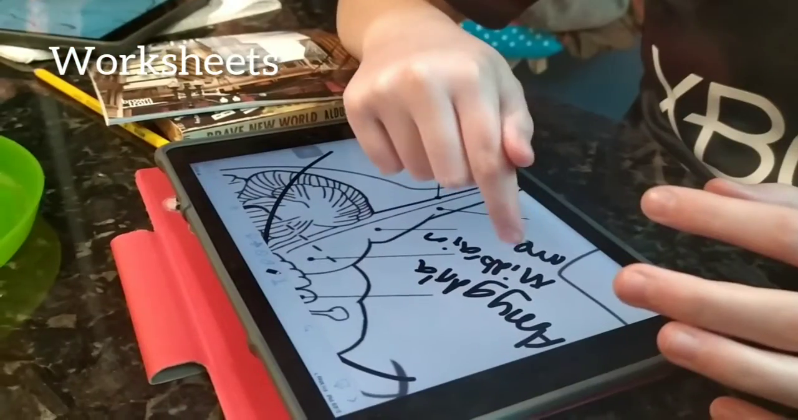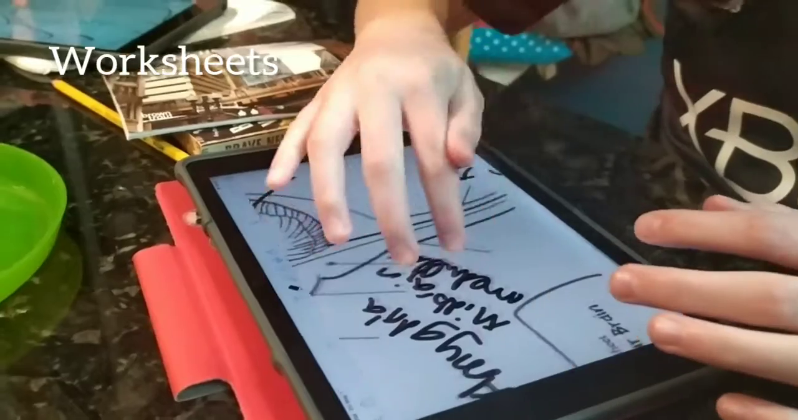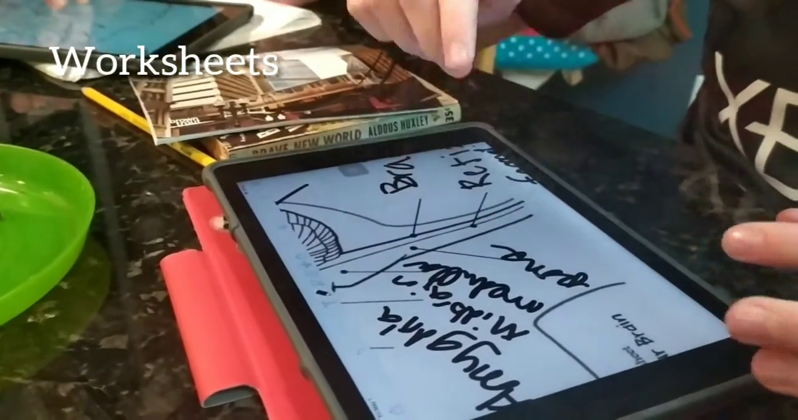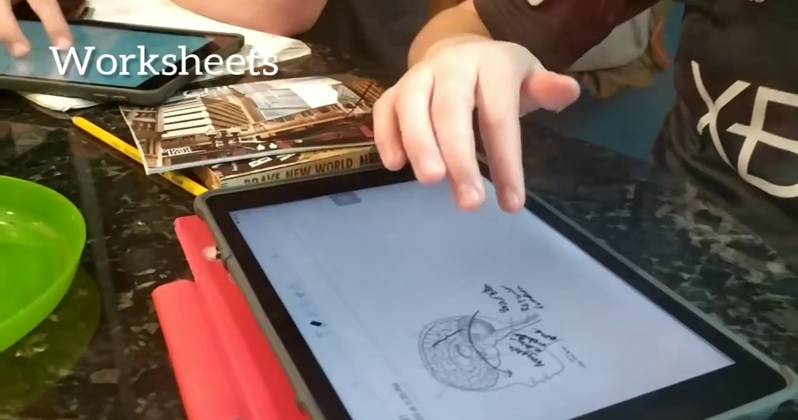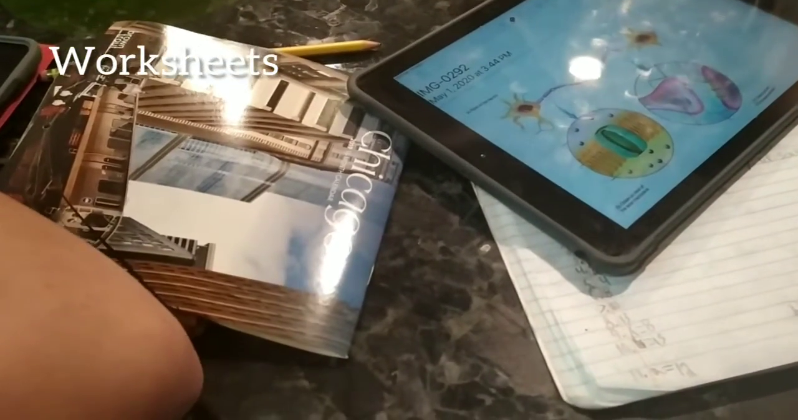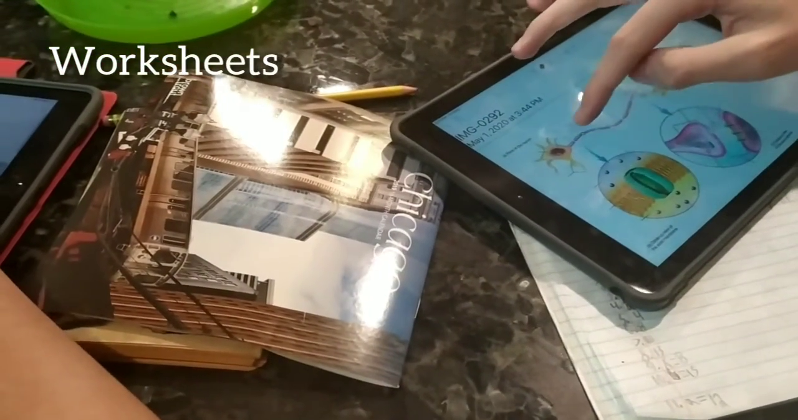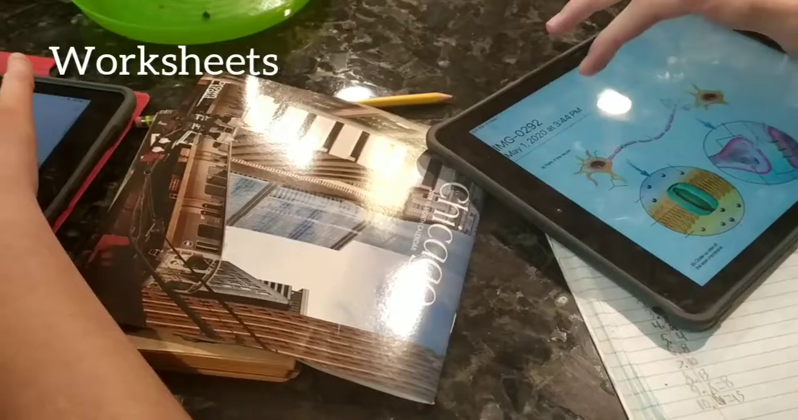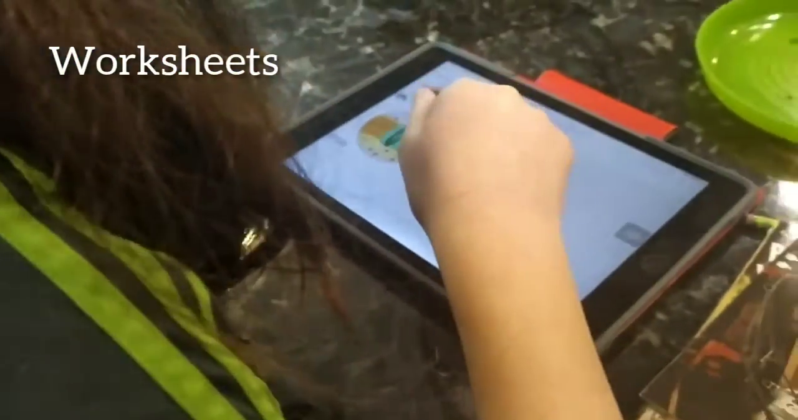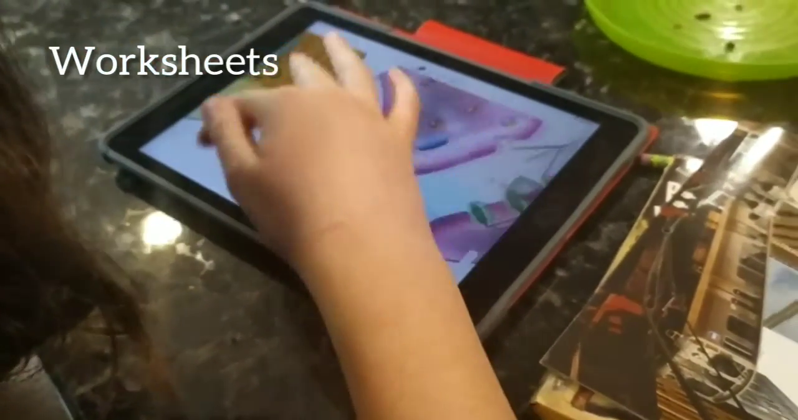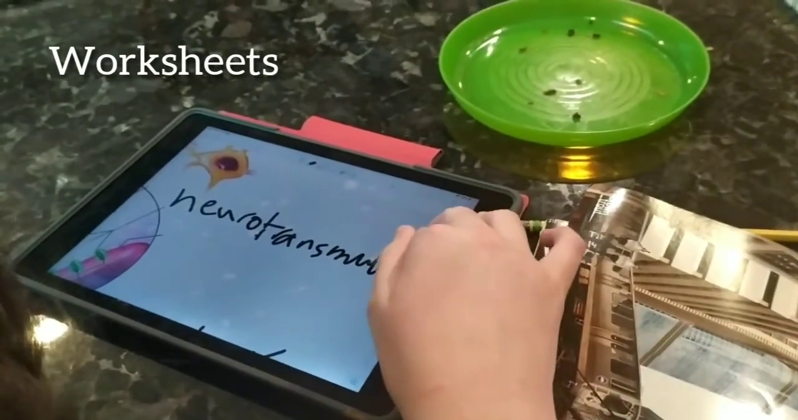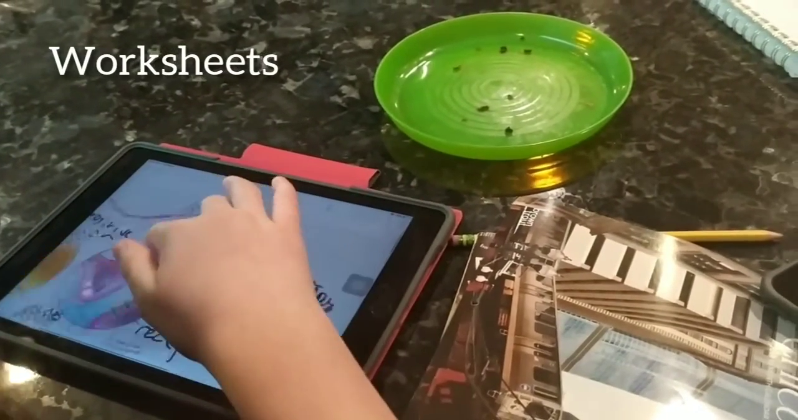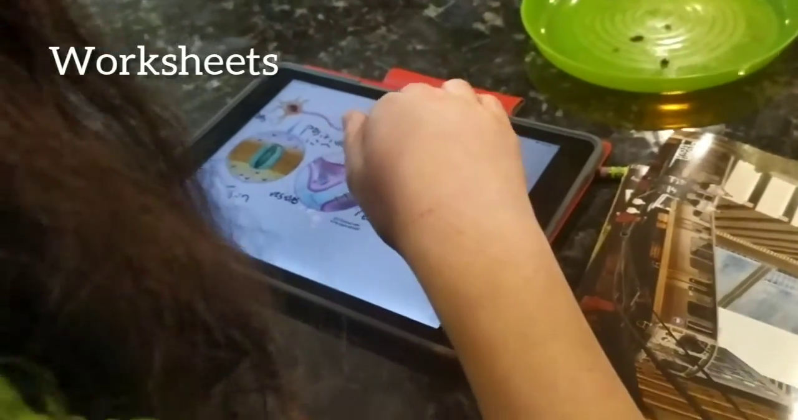Well, I know these are the dendrites, and the axon terminals, I'm assuming. These are the receptors, I know that. And those are the vesicles. There we go. Why is it so much easier to write in cursive on Notability? I have no idea. And axon terminals. Are these the axon?